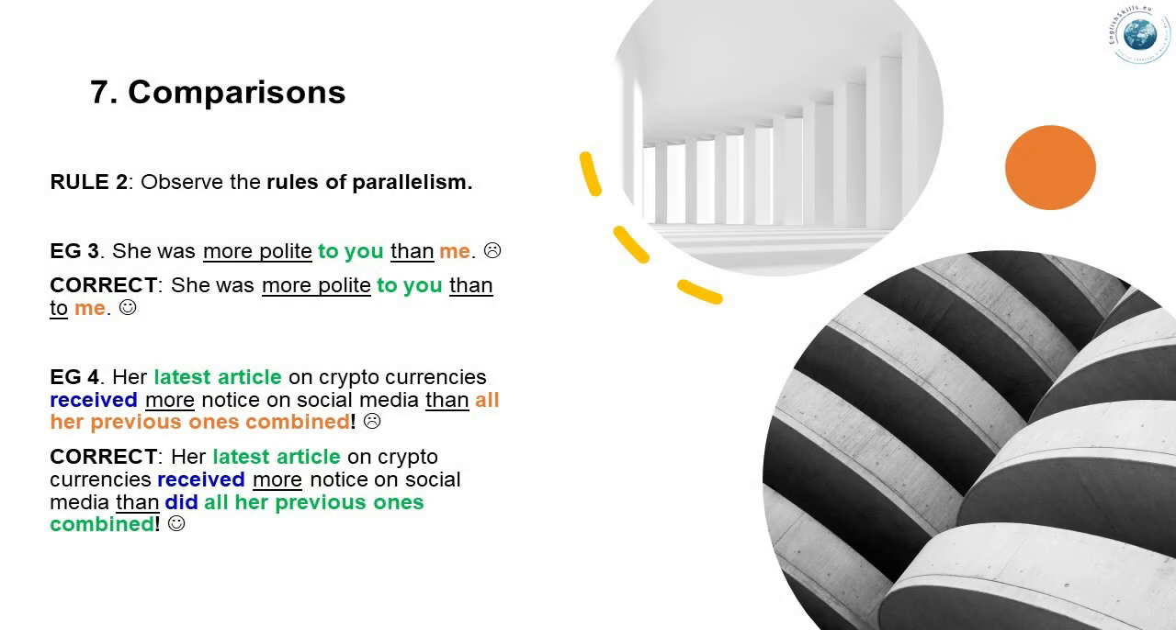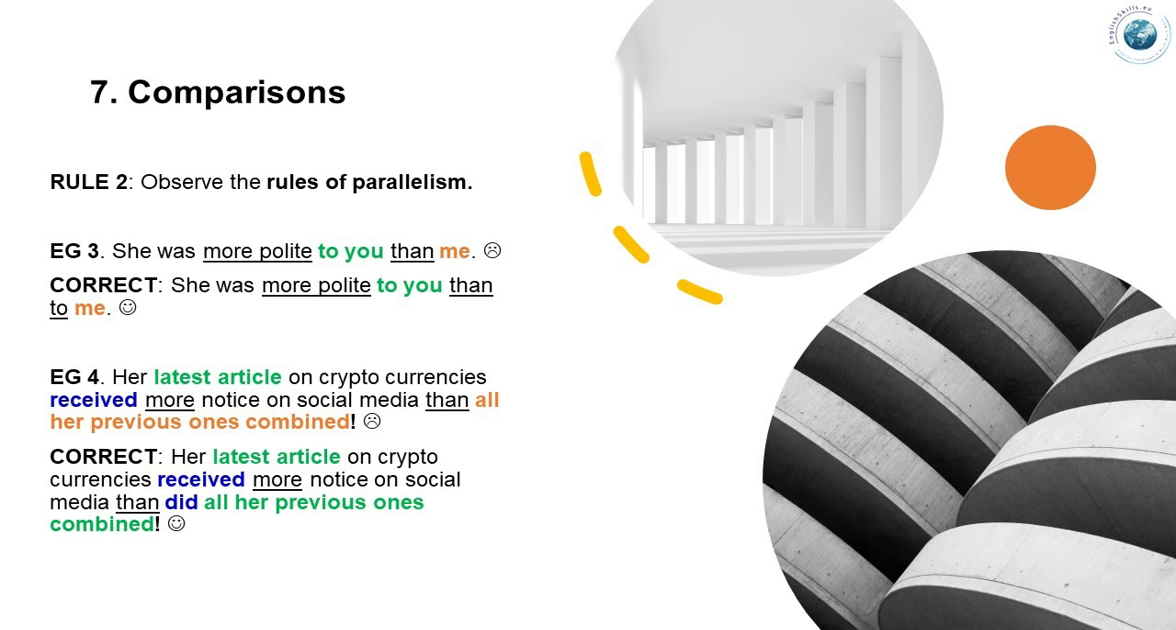Rule 2. Observe the rules of parallelism. Yes, as you have already seen, this rule is back and integral to correct grammatical structures in comparisons. Example 3. She was more polite to you than me. There is a word missing in this sentence. Can you see what the problem is here? Let's look at the correct version. She was more polite to you than to me.